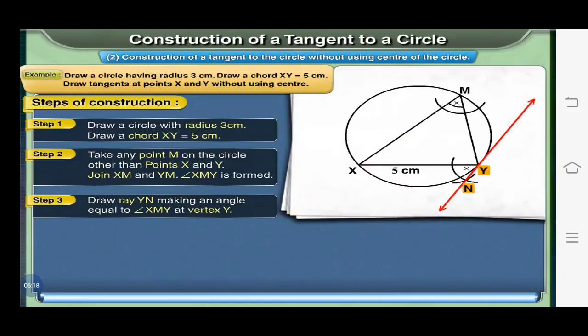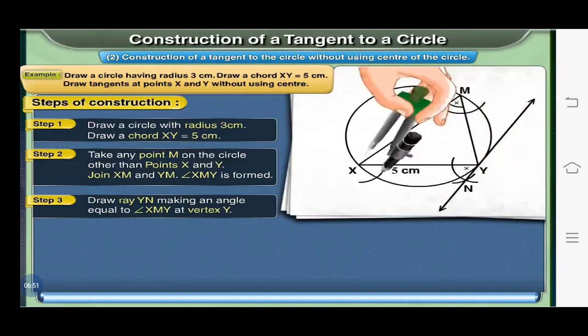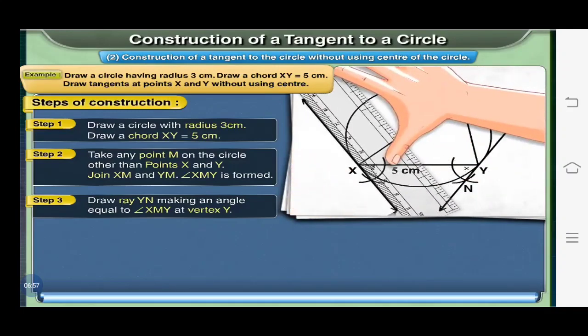To draw the tangent at point X, we will follow the similar procedure. Here, construct an angle equal to angle XMY at point X as vertex and chord XY as one side. Draw ray XP such that angle YXP is equal to angle XMY. The line containing ray XP is the required tangent.